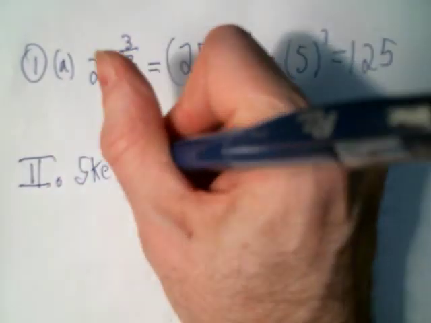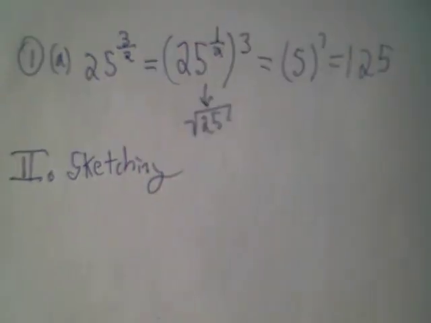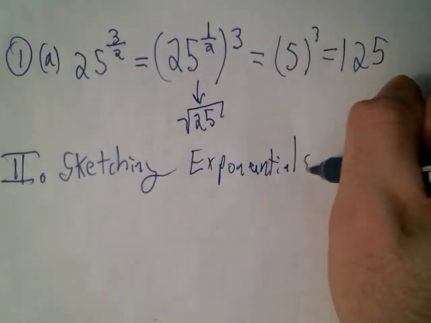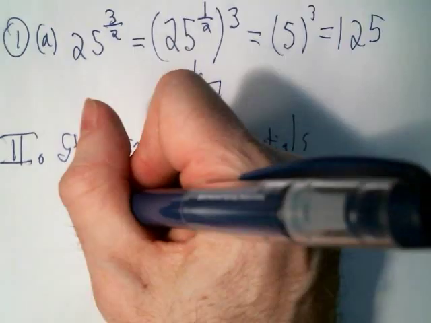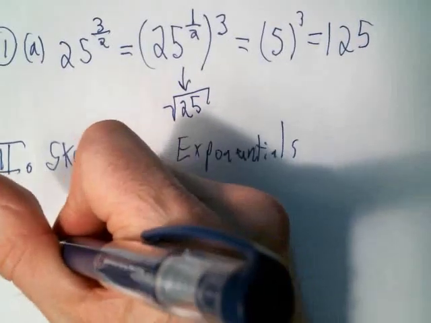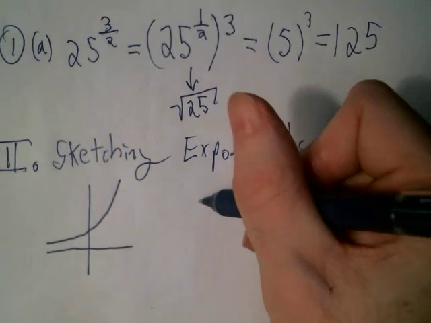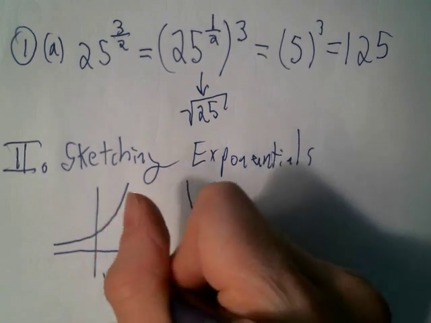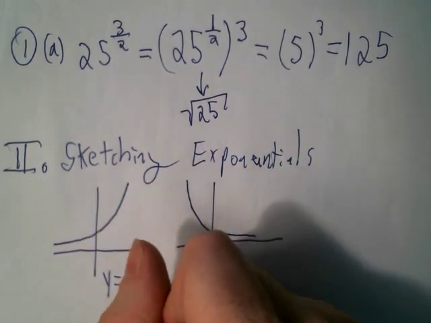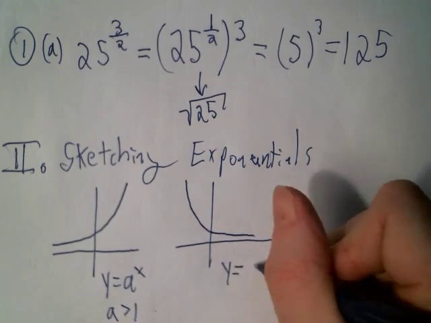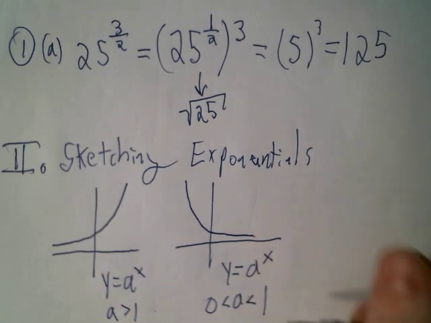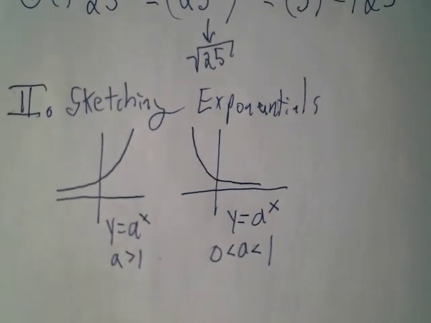Anyways, sketching exponentials. All right, so for these guys, pretty simple. There's 2 versions. Obviously, on top of that, then all the translated versions, but just the general ones, we have y equals a to the x. Here, a is assumed to be greater than 1. And then over here, y equals a to the x, where a is in between 0 and 1. Okay. The first guy is the exponential growth. The second guy is the exponential decay.